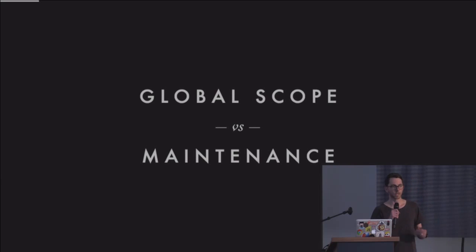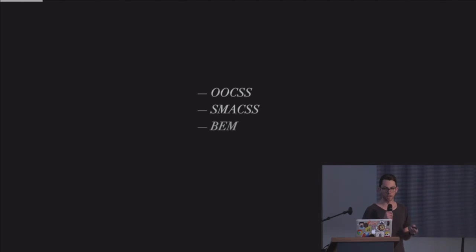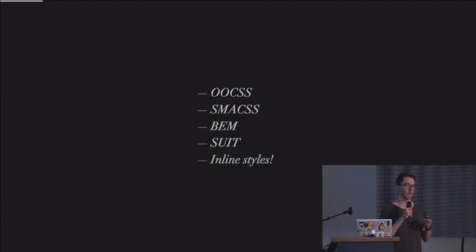But when it comes to building single-page apps with CSS, you've got this big contrast between the global scope, the true nature of CSS and what it was designed to solve, versus the maintenance of a big, complex application. I'm sure we've all been there. Over the years, we've seen a lot of different approaches come out of the CSS community to try and solve this. The one that really kicked it off was OOCSS, but we've also seen SMACSS, BEM, Suit, and now, of course, in the React community, more controversially, inline styles.